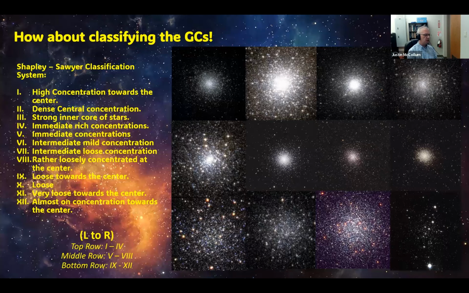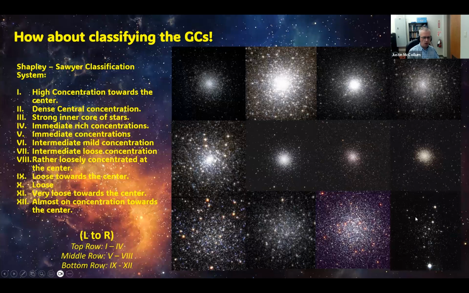Now, this is the Shapley-Sawyer classification system. It's very simple. We go from 1 to 4, 5 to 8, 9 to 12. So really the stars are very concentrated at the center. And then what we do is that we have a less concentrated outer area and a more concentrated central region, until basically the center itself loses its concentration, becomes very, very dispersed. And a lot of globular clusters that are in the process of congregating together, started becoming condensed together, are going to fall more in the 12 category.